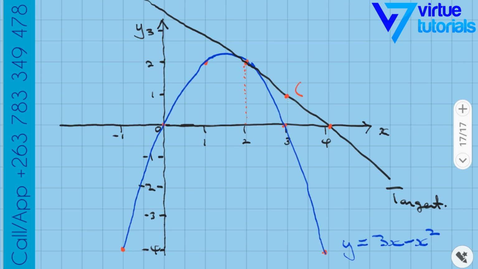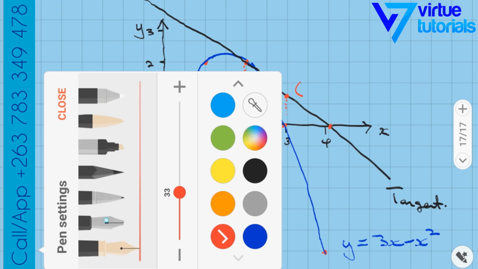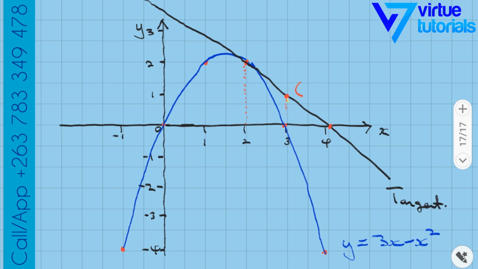So for the first point, my x value, let me just use a different color there, yellow maybe. Our x value is going to be 3, and my y value is going to be 1. So this is going to be the point 3, 1. For the other point, my x value is 4.1, and the y value is 0. So I have my 2 points, 3, 1 and 4.1, 0.